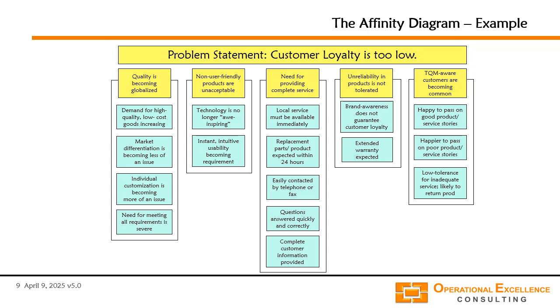In step 3 and step 4, the team then grouped these different possible causes into 5 groups, and defined a header for each group. One of the group headers is quality is becoming globalized. Another group header is non-user-friendly products are unacceptable. We will see a little bit later that the next step would be to use an interrelationship diagram to identify the most likely causes of this problem.